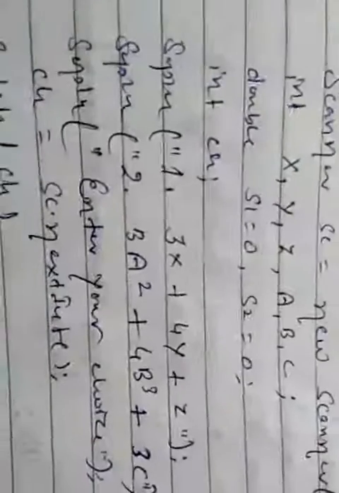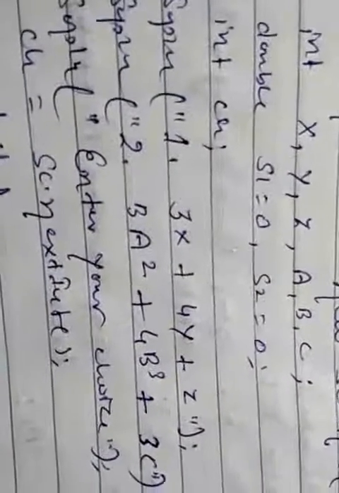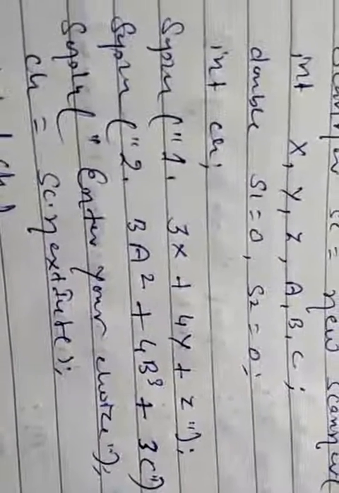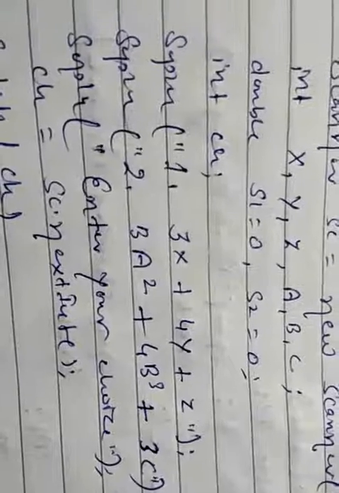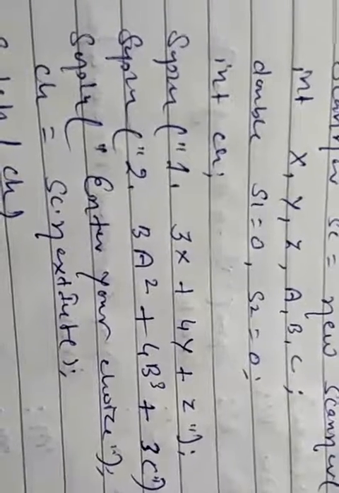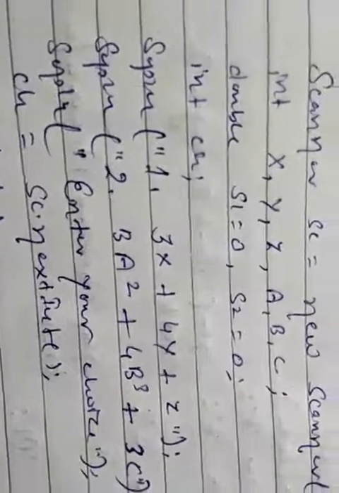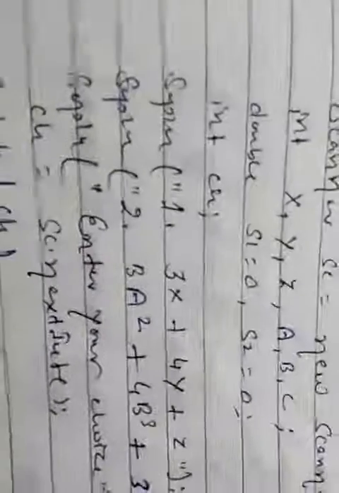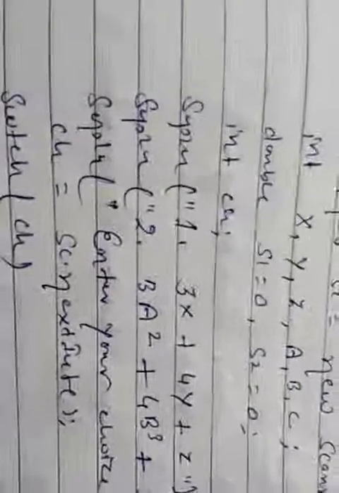And next, this is question number 29. In this we have to calculate these two equations: 3x plus 4y plus z and 3a square plus 4b cube plus 3c. In both cases there are two different sets of variables. In the first case there will be x, y, z, and in the second case there will be a, b, c. So we will input these values inside the cases.